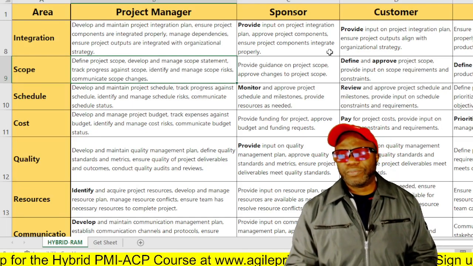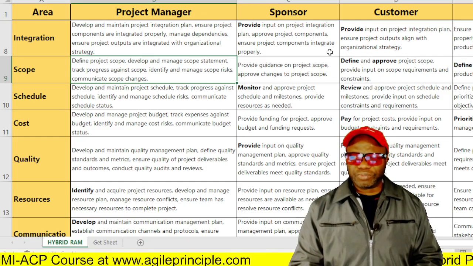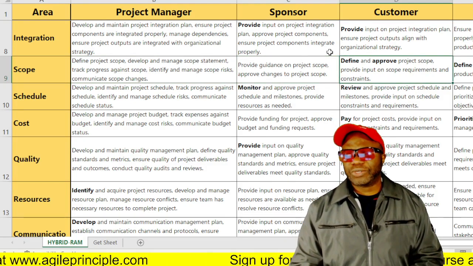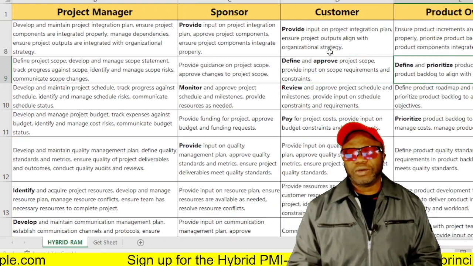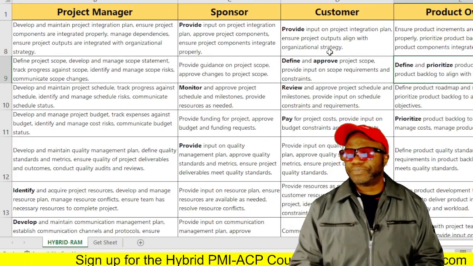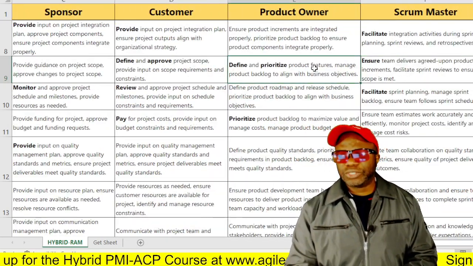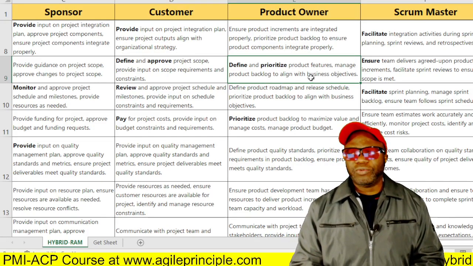Next, we have scope. The project manager defines scope, they manage scope, they create the scope statement, the WBS, all that stuff. The sponsor provides guidance on the scope. The customer defines and approves product scope. They are obviously involved in inspection. The product owner defines and prioritizes product features, manages the product backlog to align with business objectives.